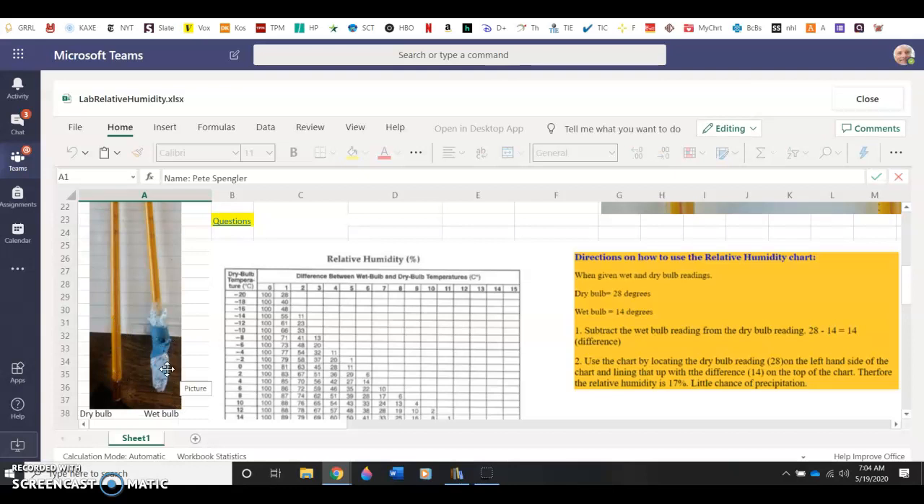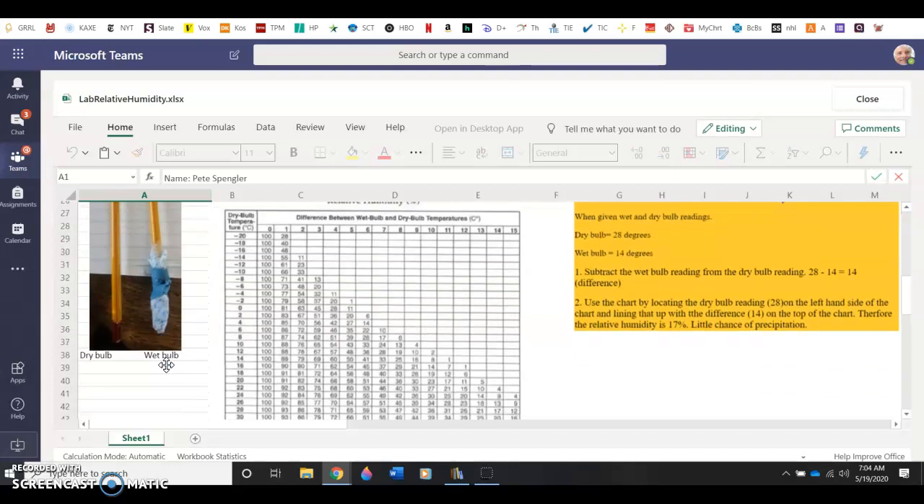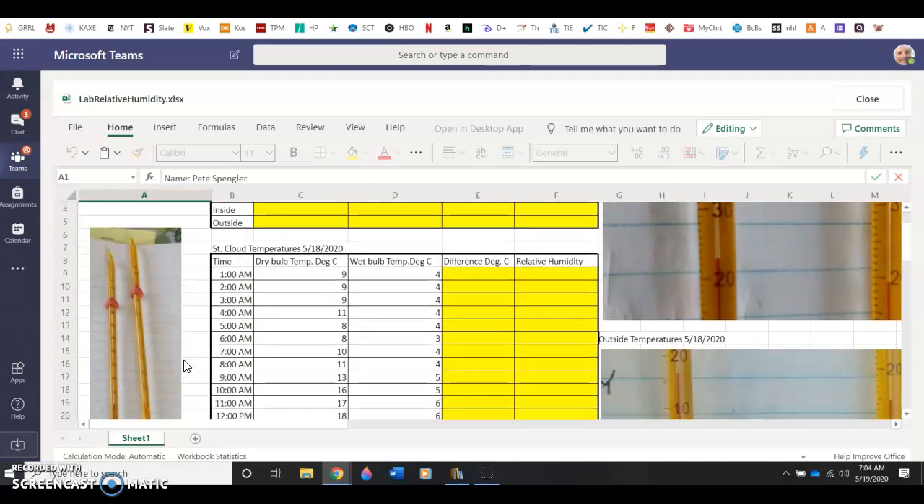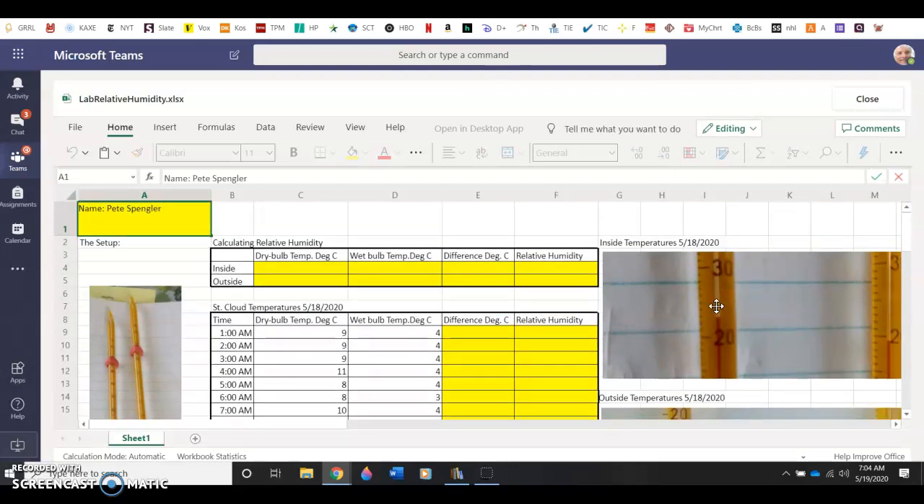And that one's cooler, just like when you get out of a shower, you're chilly, or a pool, you're chilly. That cools down this thermometer. So we have a dry and a wet bulb. Okay, so that's what I set up, and then I waved it around for a while in my place, and I came away with a couple different temperatures here.